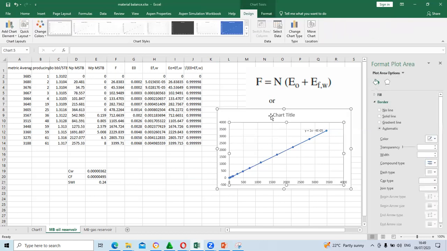So remember, when we are drawing a graph of F against this, it gives us a straight line, and the gradient of that straight line gives us our value of N. So from there now, we can obtain our value of N, which is the gradient. And the gradient in this case is equal to 1. So this tells us the amount of oil that we had initially in place.